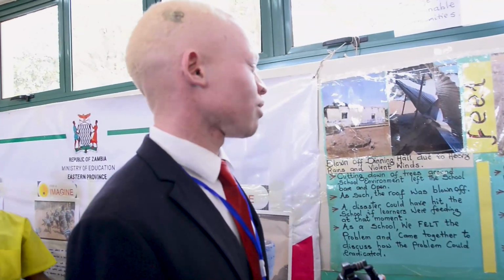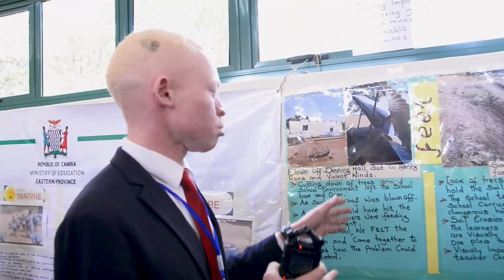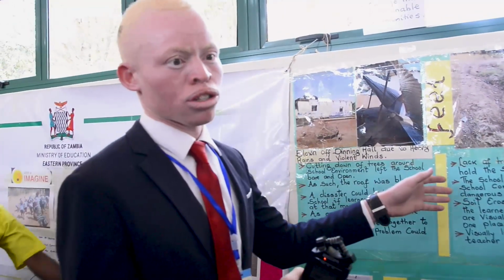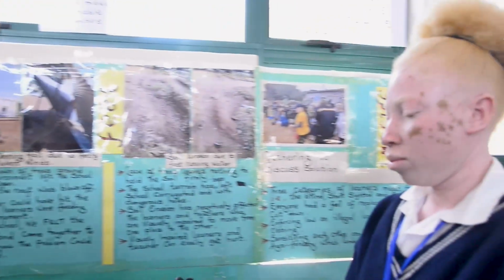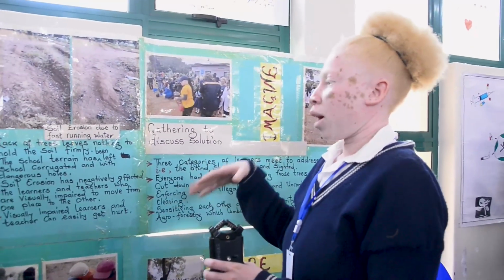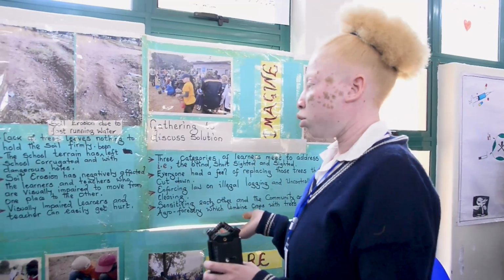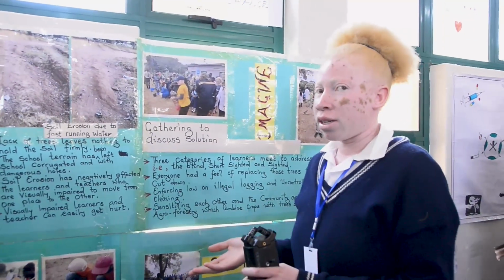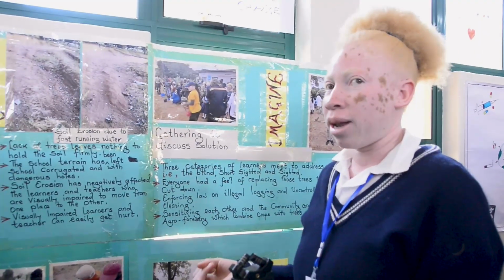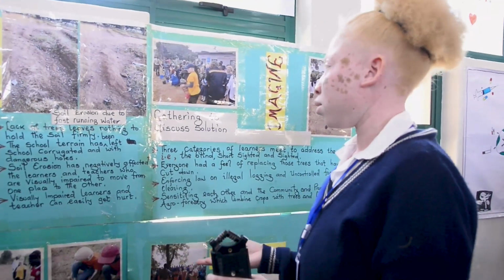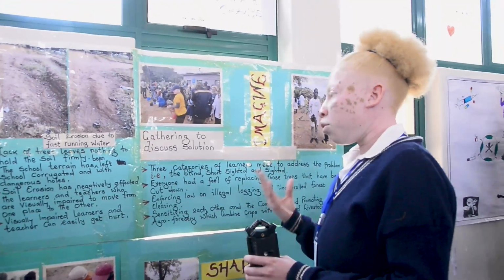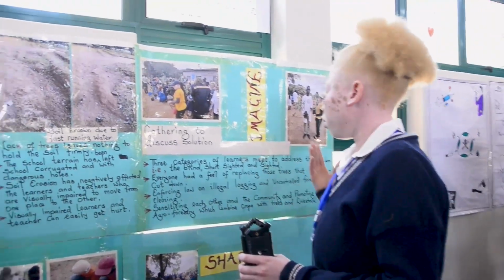So after we saw those problems, we came together and started looking for solutions. On the imagine part, it's where we gathered together to discuss the solutions. As you have already stated, our school has three categories of learners: those who are totally blind, the partially blind, and the sighted ones. All three categories of learners gathered together to find a solution to the problem.